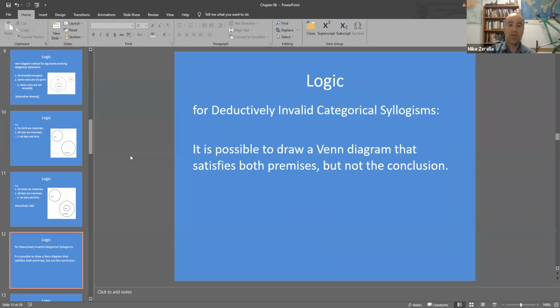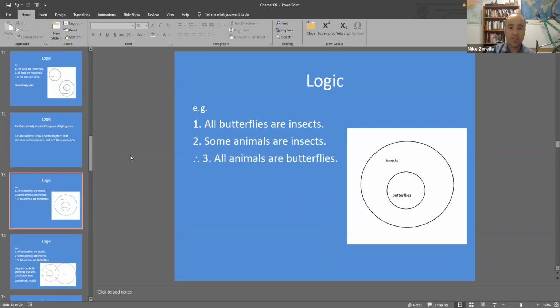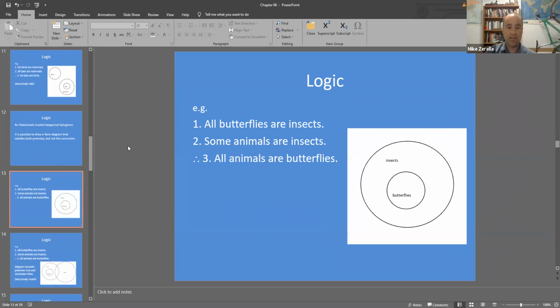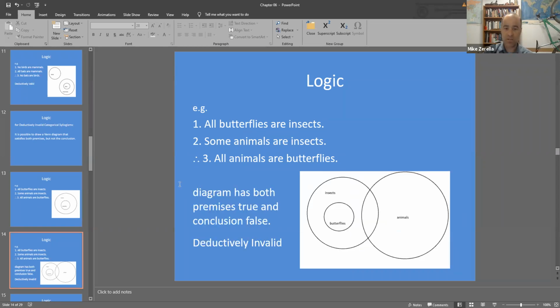Okay, now on to the deductively invalid categorical syllogisms. For these, it is possible to draw a Venn diagram that satisfies both the premises, but not the conclusion. So here's a simple example. All butterflies are insects. Well, okay, so the butterfly circle is completely contained within the insect circle. Then some animals are insects. We're going to have an animal circle that at least partly overlaps the insects. So here we've got it.